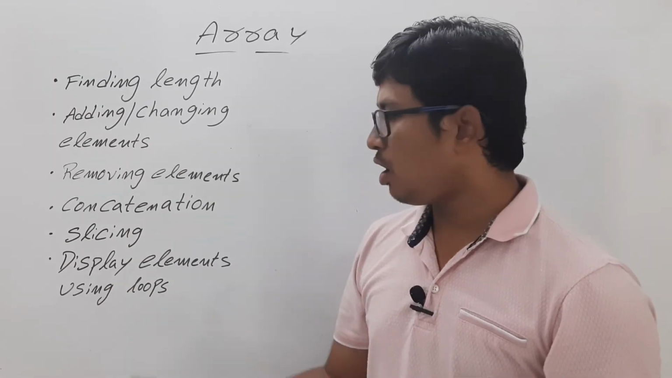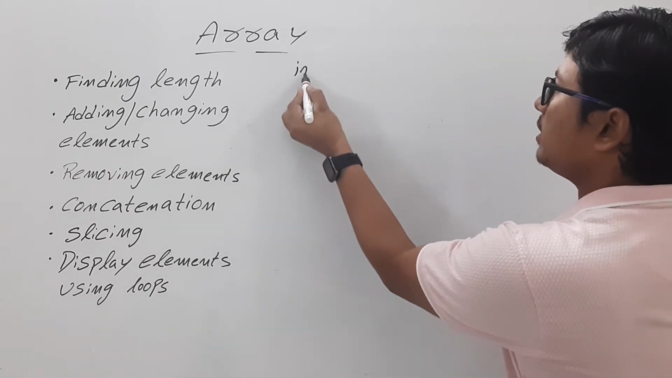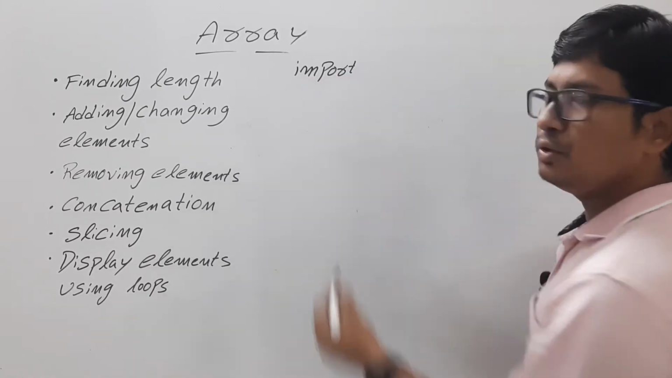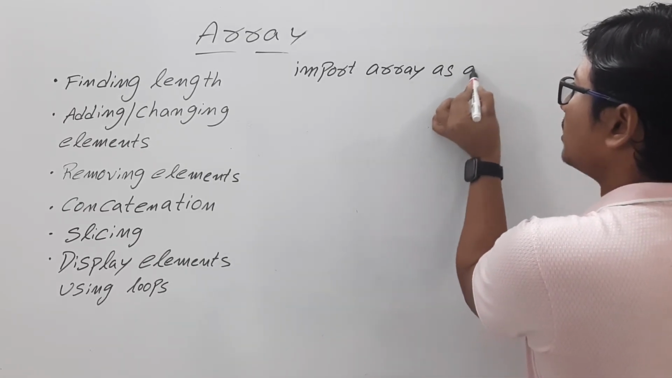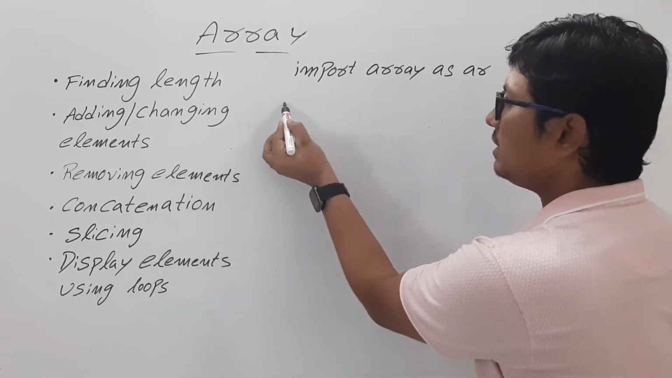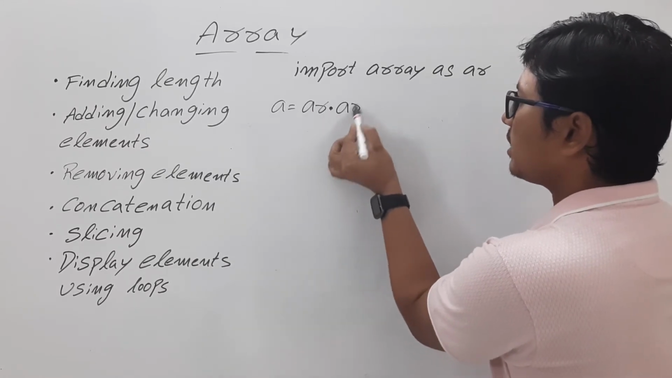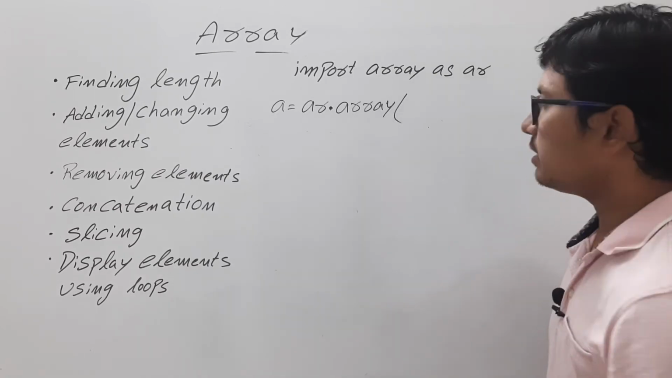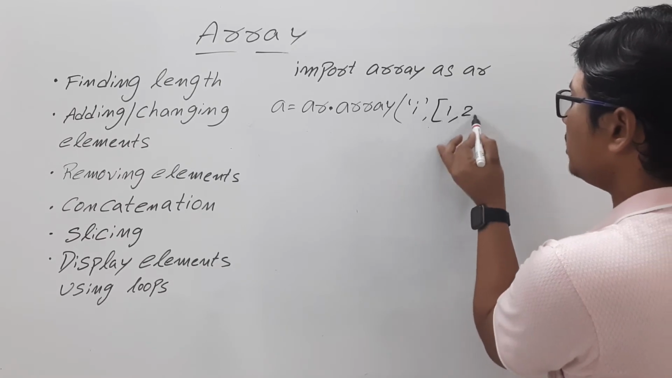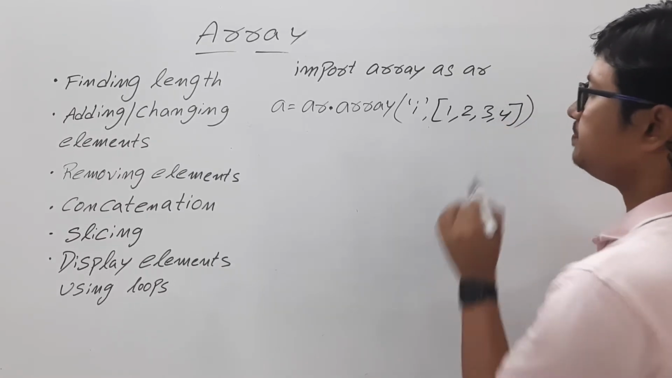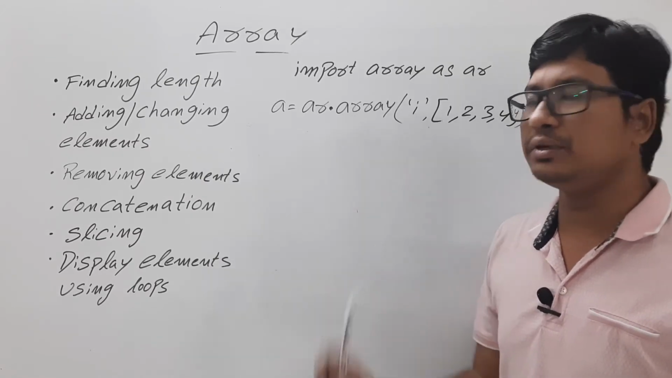Now let me discuss how to display the elements using loops. To do that, first let me import the array module using the statement import array as arr. Then I will write a is equal to arr.array constructor, and then I need to specify the data type and also the elements. Suppose I write 1, 2, 3, 4. So this array consists of 4 elements, starting from index 0 to index 3.